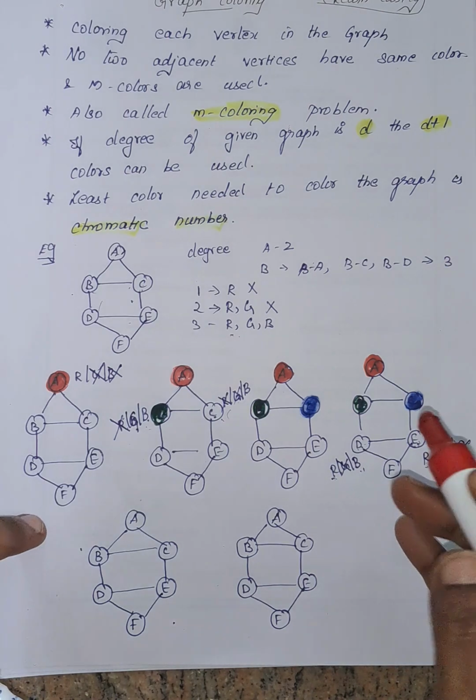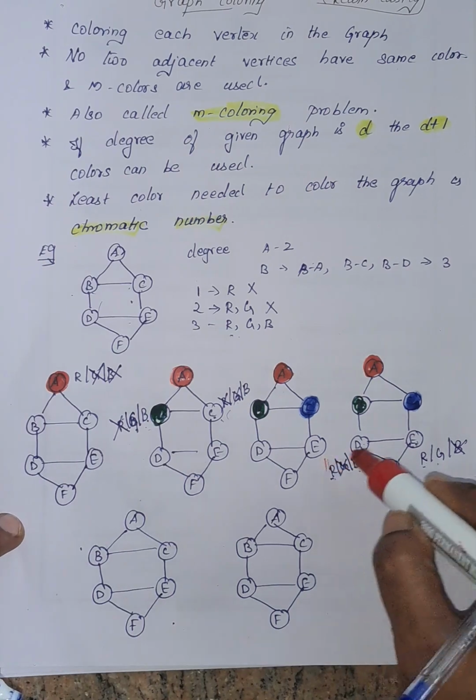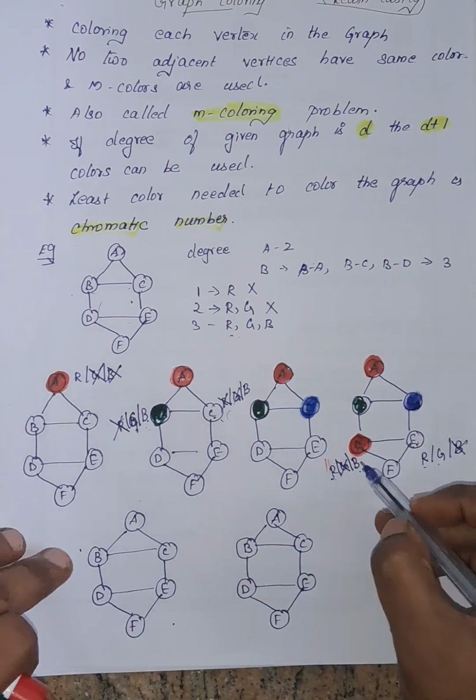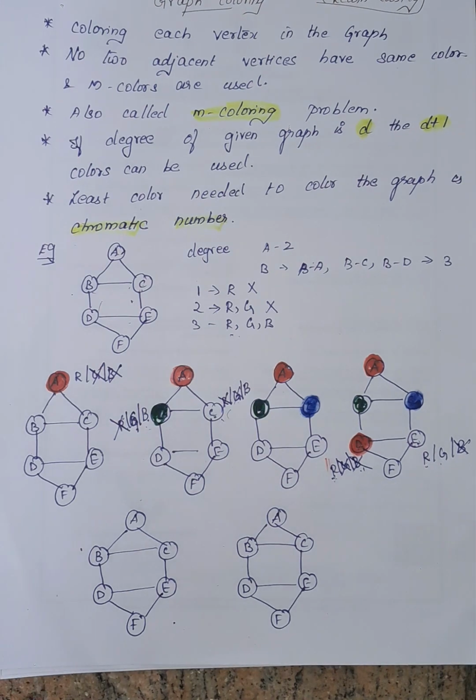It's up to our wish. I can give blue or red, it's up to you. If the entire graph cannot be completed, then we have to backtrack the color and we can assign it. So I'm going with red. So there is no use for blue.